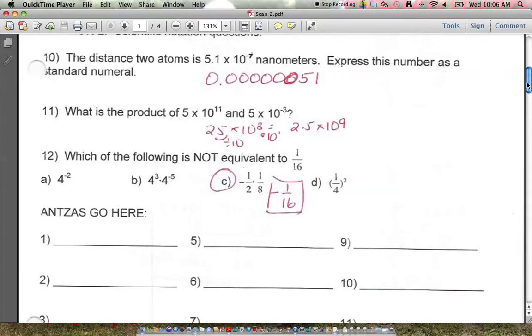Section 2, scientific notation. Well, this is 5.1 times 10 to the negative 7. So we have to move it, since it's negative, to the right, 7 places. 1, 2, 3, 4, 5, 6, 7 puts it right there, which is between the 5 and the 1, and that's where I want it.